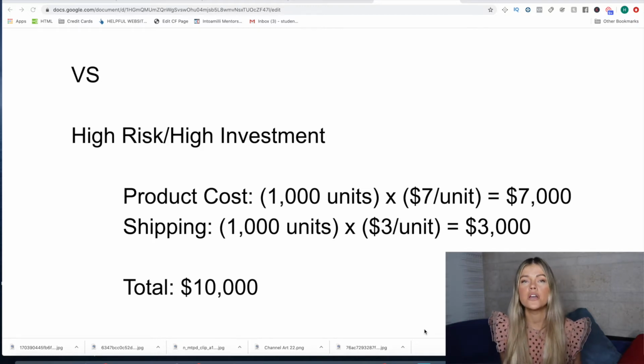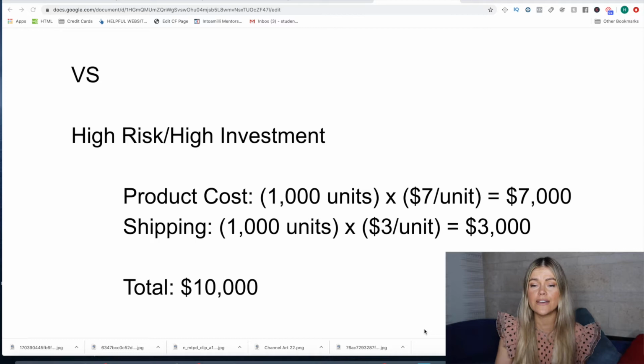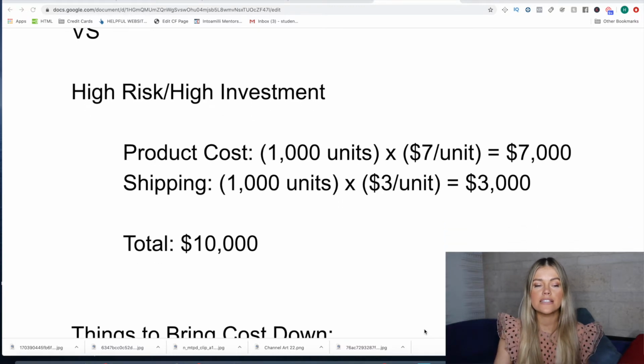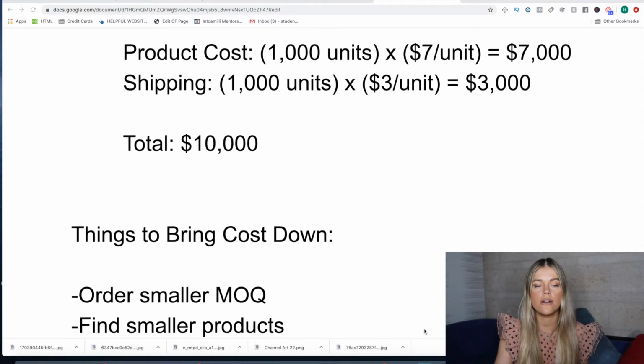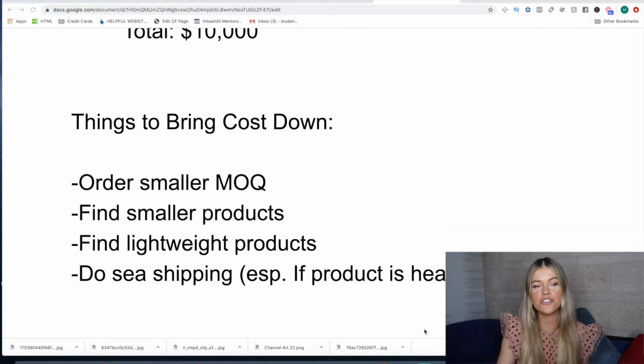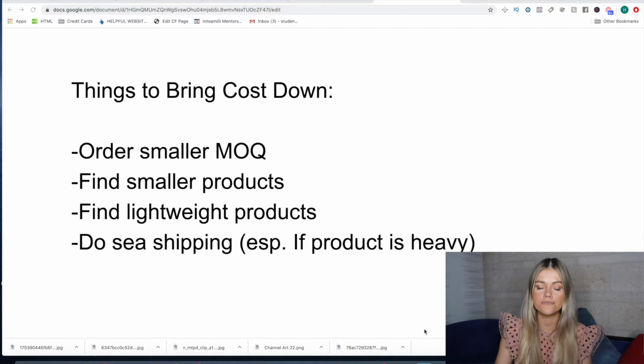So let's say a person does order 1,000 units at $7 each plus the shipping for the product, keeping it consistent. That's going to be $7,000 plus $3,000, meaning you're going to need to invest $10,000 into inventory alone. That's a lot, okay?